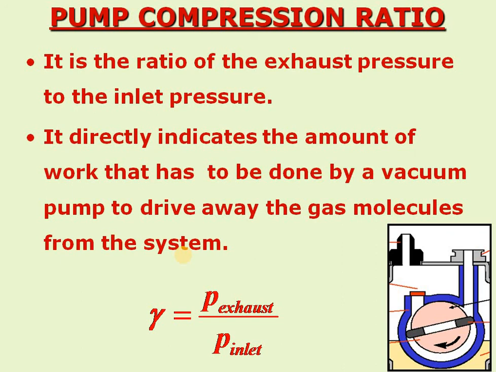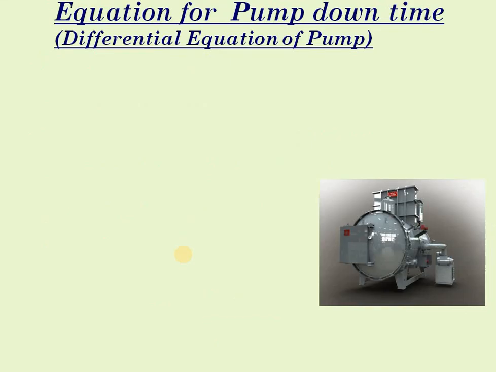Understand? So what we get is 1 divided by 10 raised to minus 4. 1 is the exhaust pressure, 10 raised to minus 4 is the inlet pressure. So 1 divided by 10 raised to minus 4 will give you 10 raised to 4. Understand? So that way, by noting down the pump compression ratio of any machine, any pump, you can get an idea about how low a pressure it can create. Just by this calculation, you can find it.